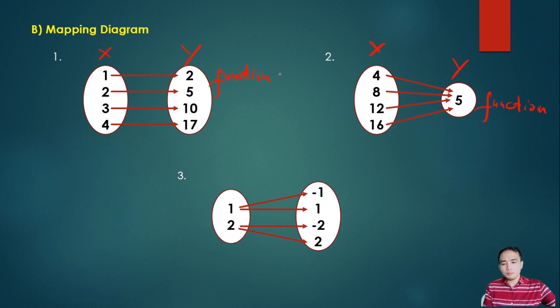Number 3, for the x, we have 1 and 2. And for the y naman, we have negative 1, 1, negative 2, and 2. Okay, for our input, which is 1, meron siyang dalawang output. So this is 1 to many. So ibig sabihin, dito pa lang, pwede na tayo mag-stop. Kasi na-determine na natin na this is not a function.